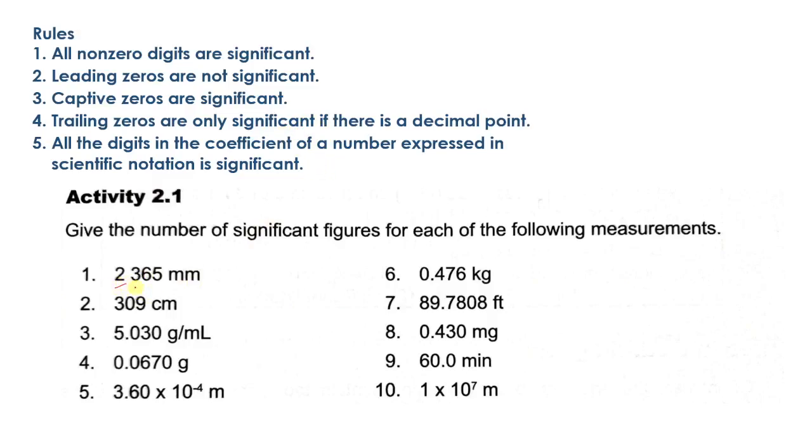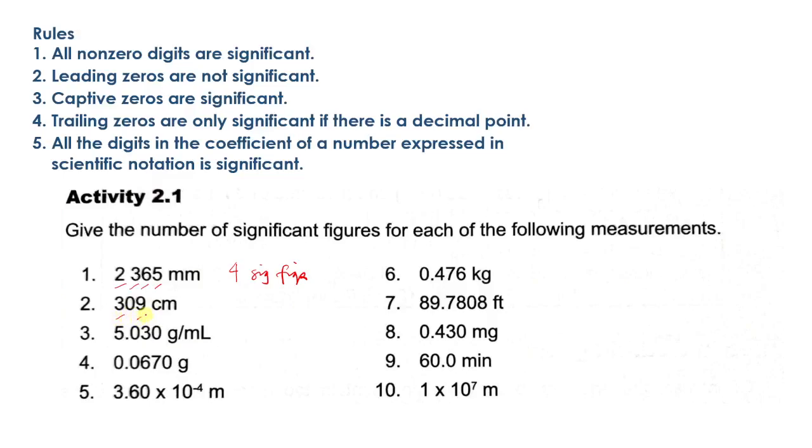So here, all of these digits are non-zero, so they are not zero. And again, all non-zero digits are significant. So all of these numbers are significant figures. So we have 4 significant figures on this number. For the second item, 309 centimeters.